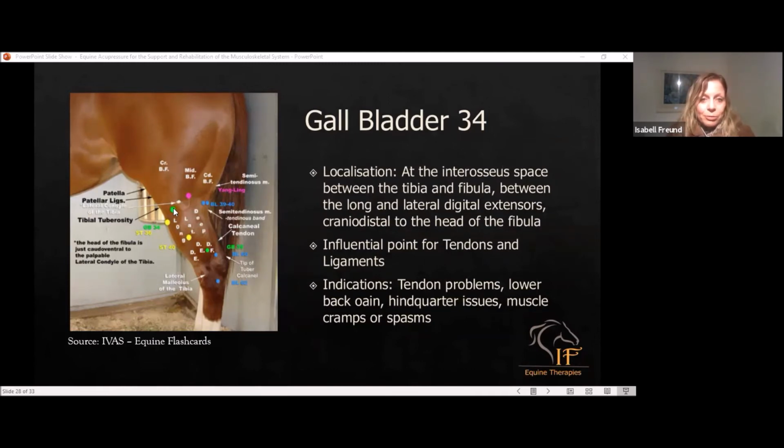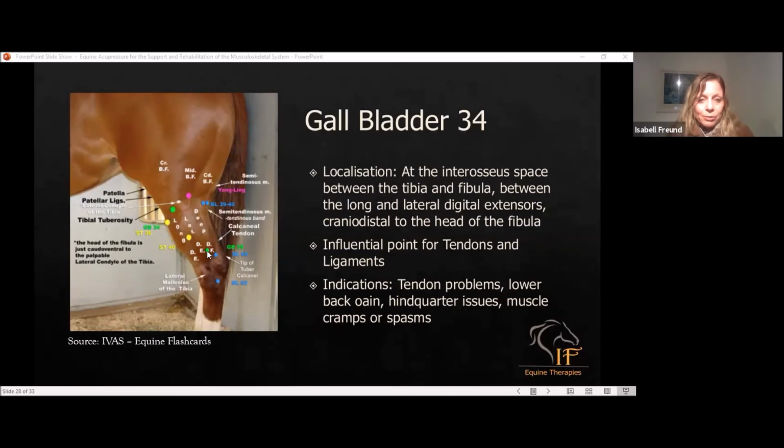This is gallbladder 34, the green point. You need to make yourself familiar, and it takes a bit of practice to palpate the structures to locate these points. But if you become aware of what is beneath there, it's usually no problem. And again, you feel the little indents where the point is.